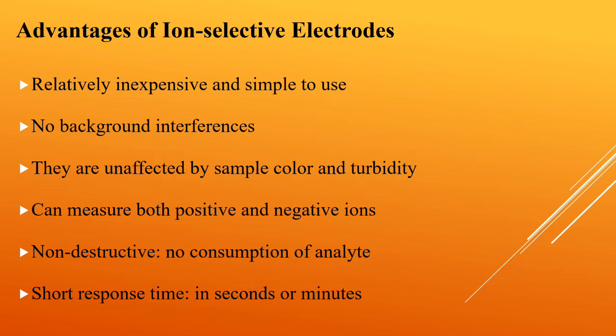So what are the advantages of ion selective electrodes? It is relatively inexpensive and simple to use. There is no background interference. They are unaffected by the sample color or turbidity. It can measure both positively charged ions and negatively charged ions. It is non-destructive, meaning there is no consumption of analyte in this process, whereas in flame photometers there is consumption of analyte. And it has a very short response time, within seconds or minutes.